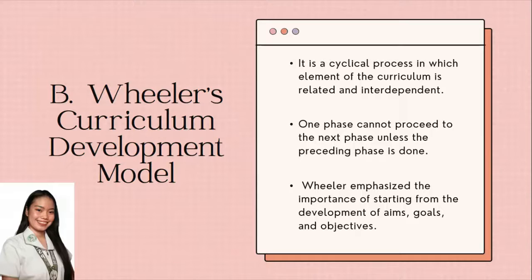So ano-ano nga ba yung phases na meron ang model na to? This model includes 5 interconnected phases. First is the aims, goals, and objectives. Second is the learning experiences. Third, the selection of content. Fourth, organization and integration of learning experiences and content. And the fifth phase is the evaluation.